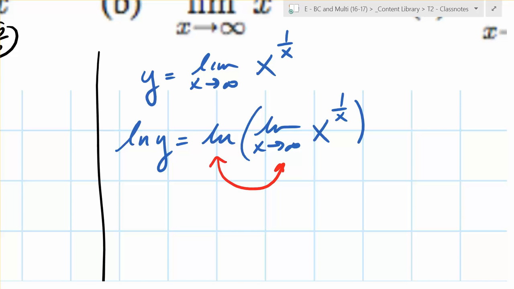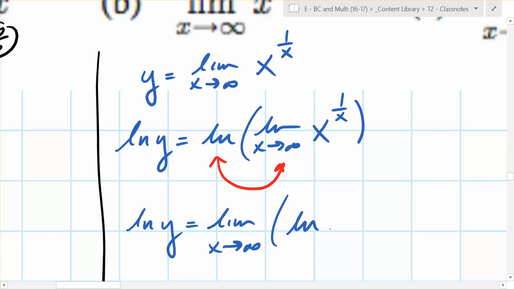We're not going to prove it. There are a ton of things we do in calculus that we don't prove. There's a whole class in college called analysis, which is effectively proving all the stuff in calculus you took for granted, that you didn't even know you were taking for granted. So what's the next step? Natural log of y is equal to the limit as x goes to infinity of ln of x to the what?